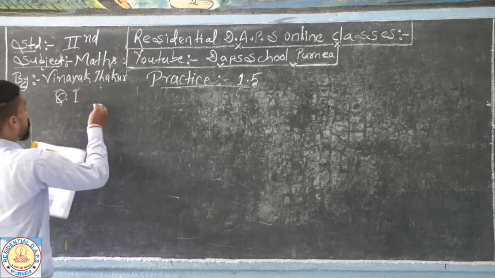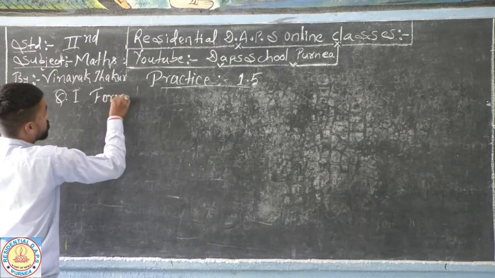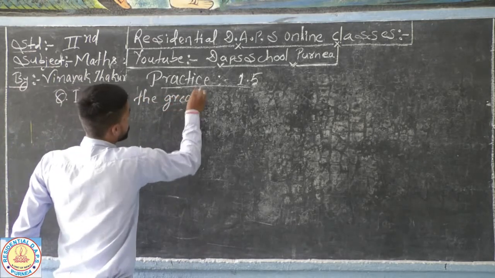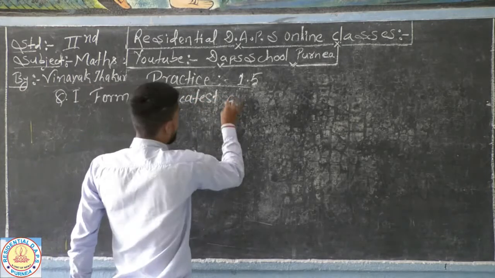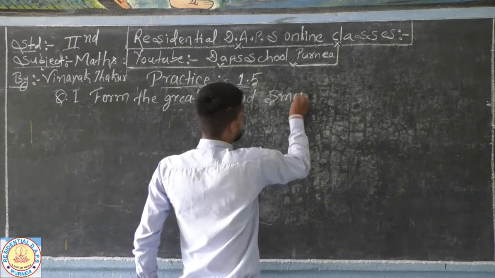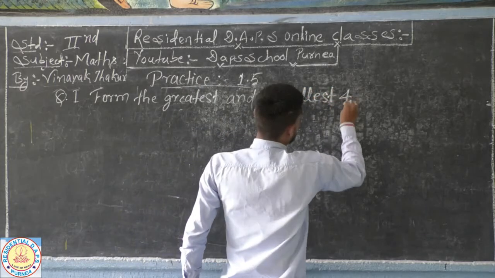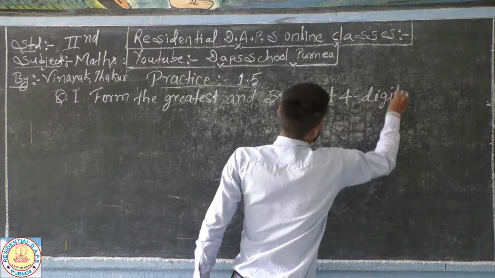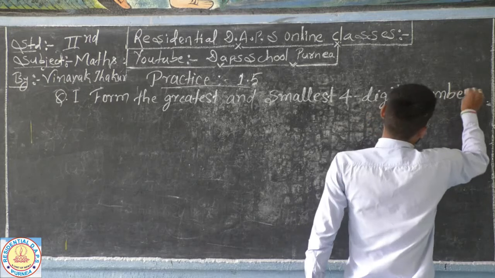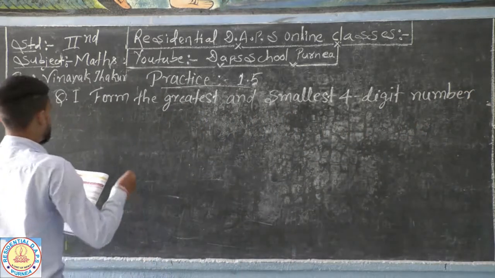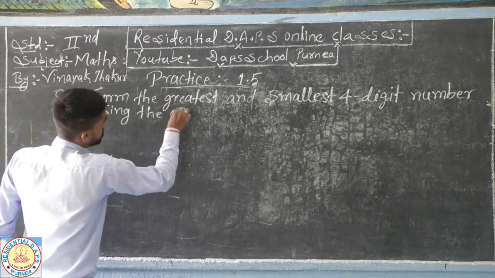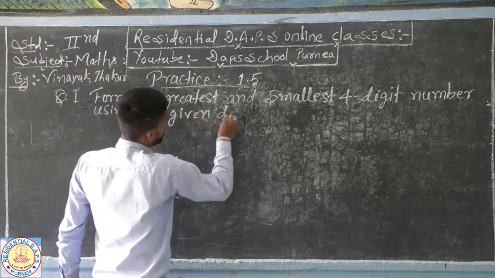From the greatest and the smallest four-digit number, you have to form the greatest and smallest four-digit number using the given digits.